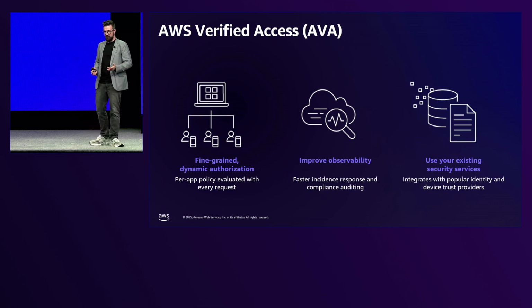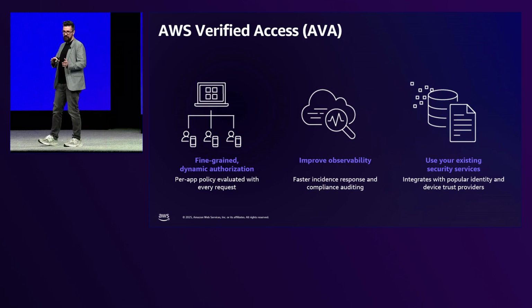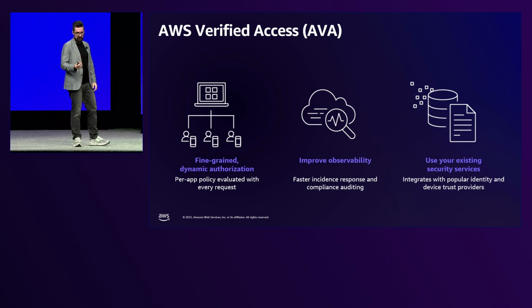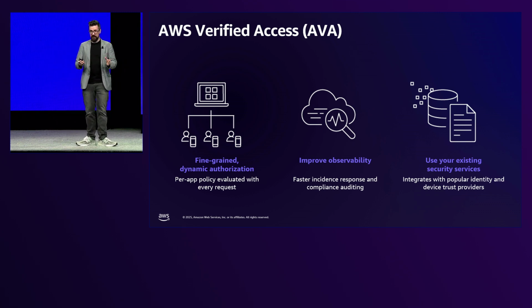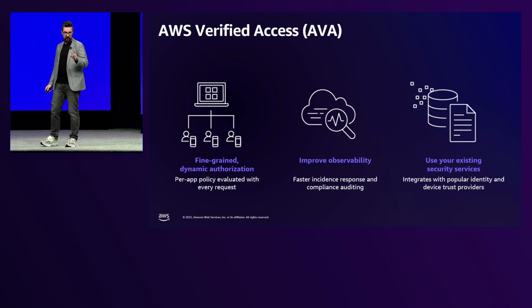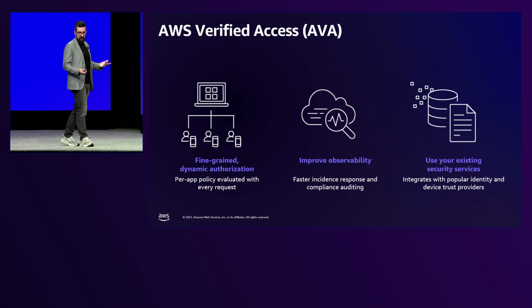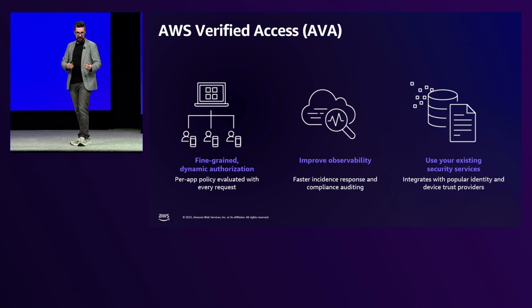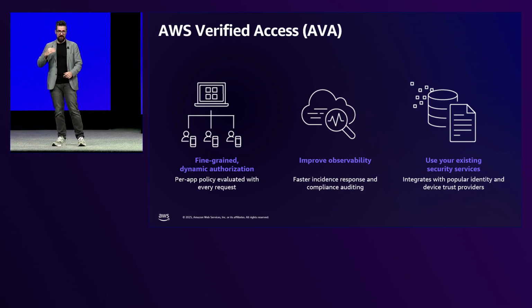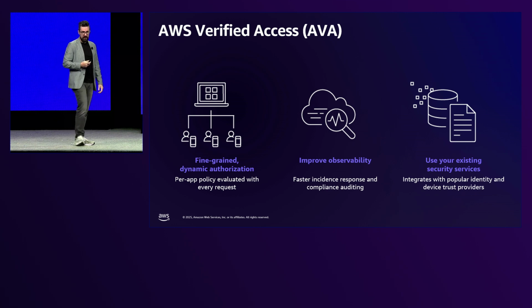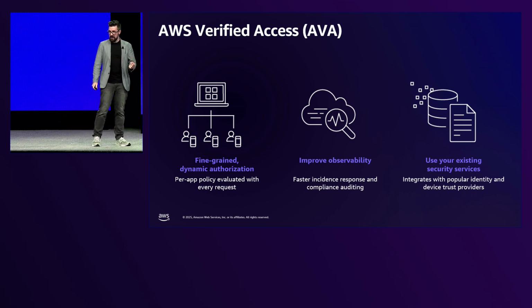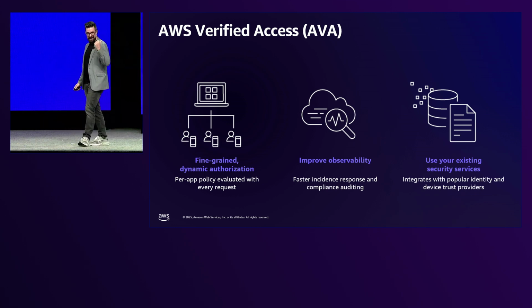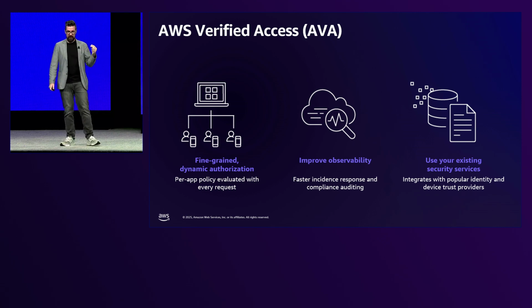So with verified access, we'll start off here. This will provide us secure access to our applications without requiring the use of a VPN. So to do that, we'll get a couple of things here. We'll evaluate each request in real time instead of just authenticating once like we saw before with a VPN or an ALB. We'll be able to log all of our access attempts, whether they're allowed or not allowed, and we'll have visibility into why they are allowed or not allowed specifically. And if we're using existing identity or device trust providers, we can integrate that in with verified access.